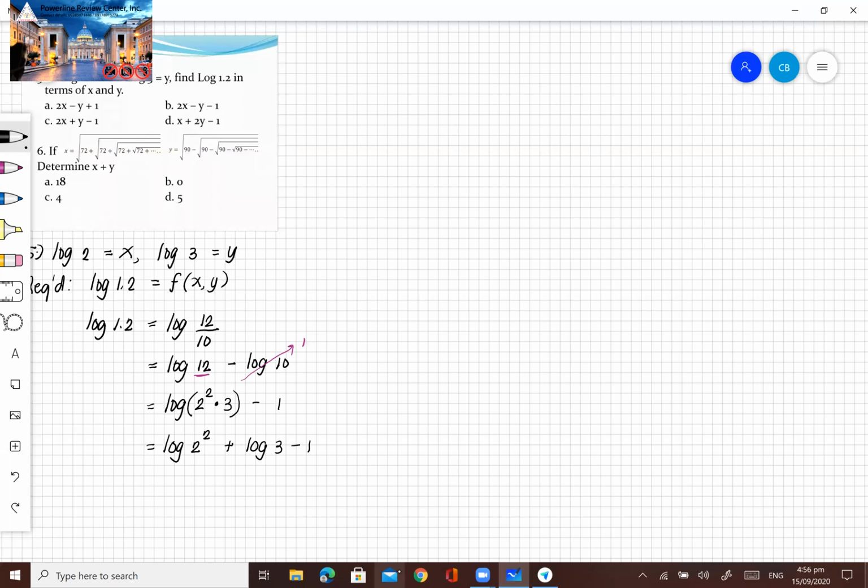So, at this case, using the second property na ginamit natin kanina, pwede nating i-bring down yung exponent here so that we have the equation of 2 log of 2.